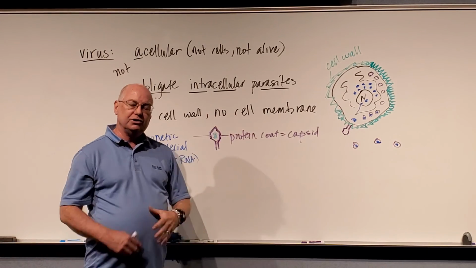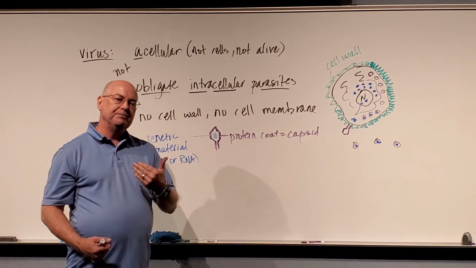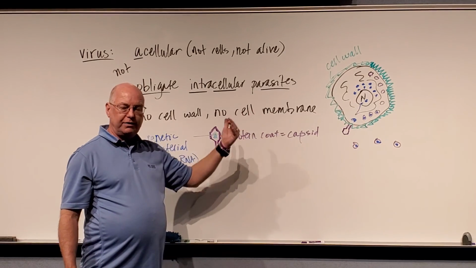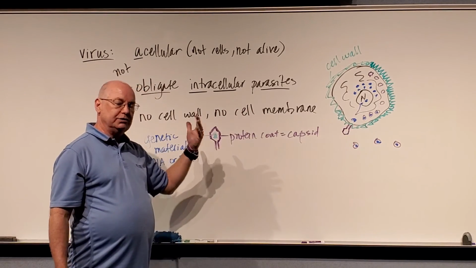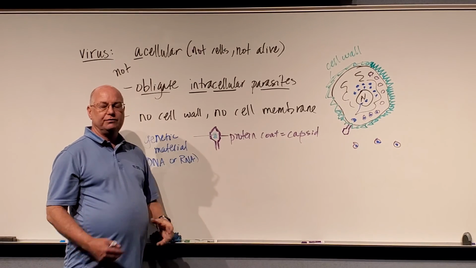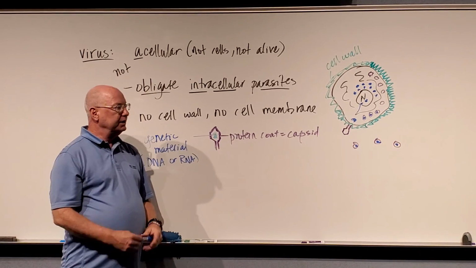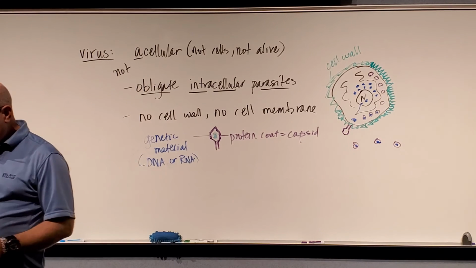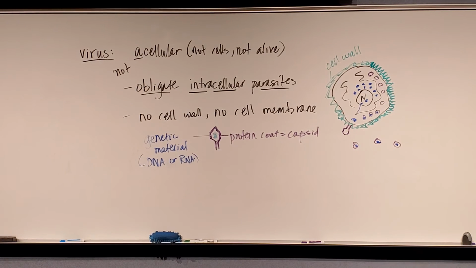And then they shut down the cell's production of its own proteins and force the cell to replicate the viral DNA, the viral proteins, or the viral RNA, I should say. And then they assemble themselves and then spread by killing that cell and releasing them, okay? So you need to know that about viruses.